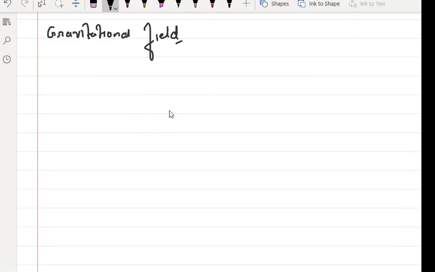Tell me, anyone who remembers this concept from last class? Yes, so I can say that this is the space, or the area, where one object, suppose we have an object of mass m, experiences a force.